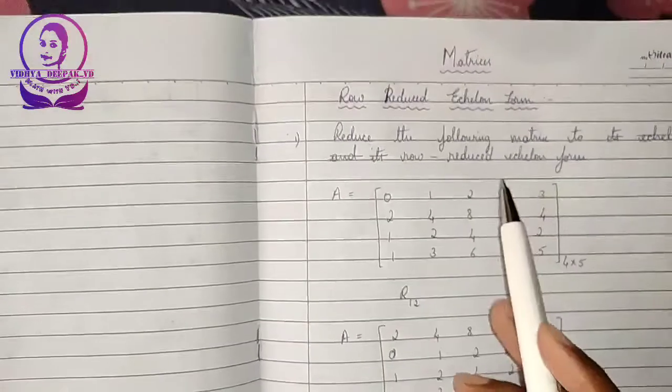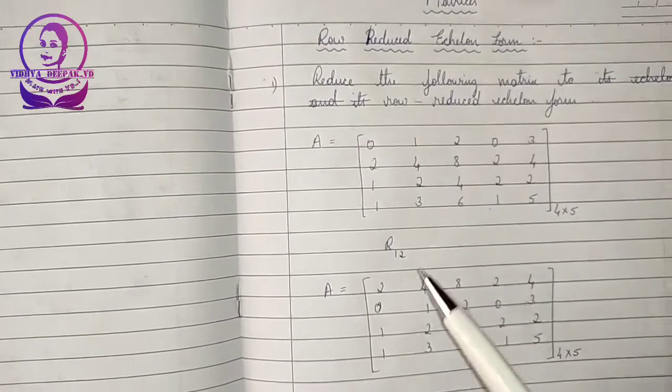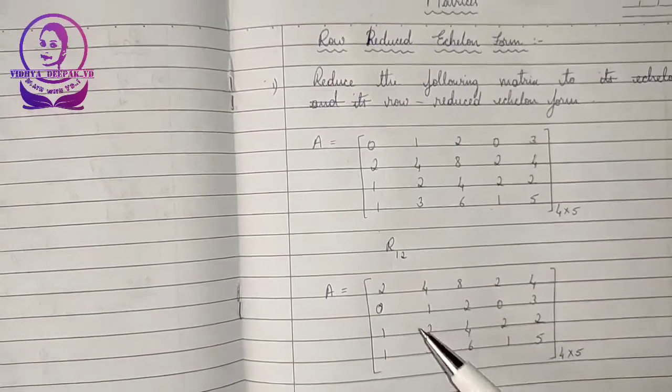That's the reason we use row reduced echelon form. And also we can find the rank of a matrix if we know this method. Okay, so first let us study this.